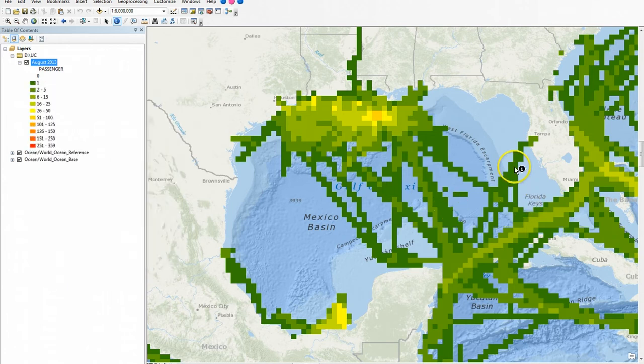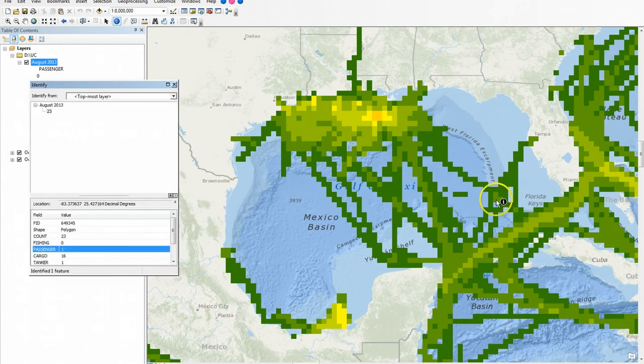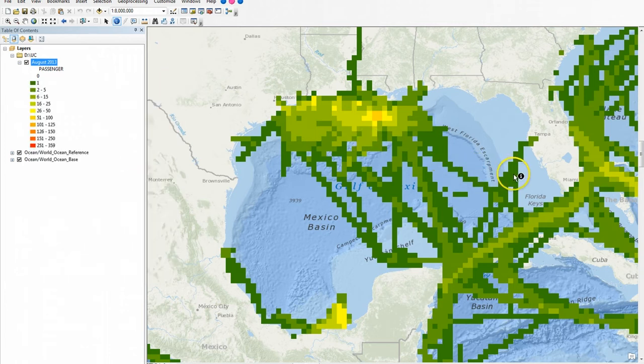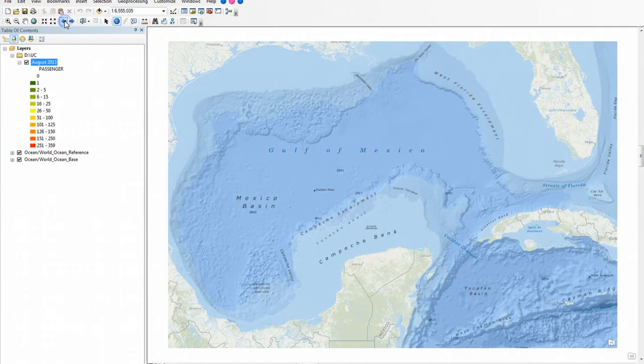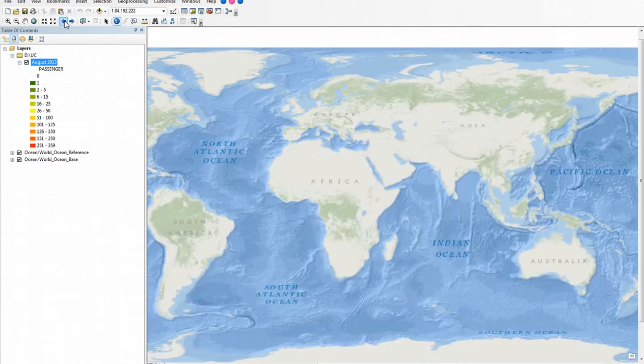Now, if we zoom out to a global view while staying on the passenger category of vessel density, it is easy to see where the densest regions of the passenger traffic are worldwide. We can also see some passenger density regions in regions where we may not expect, like the Arctic.